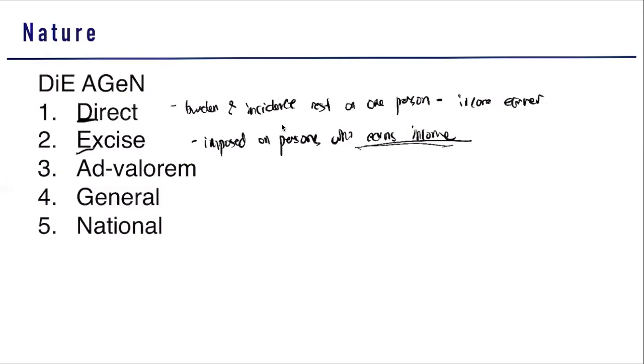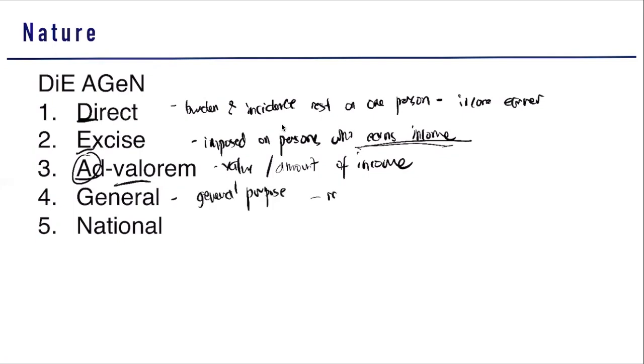Next, it is an ad valorem tax, so it is based on the value or amount of income. It is also considered as a general tax. When we say general tax, this is based on the purpose of levying the tax. Remember, a general tax is for a general purpose, and the general purpose means the raising of revenue for the government.